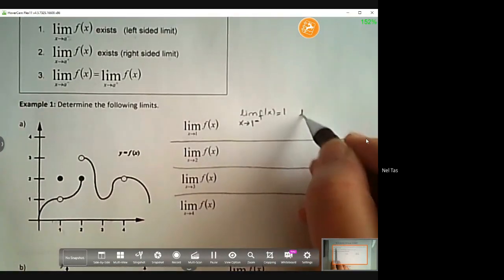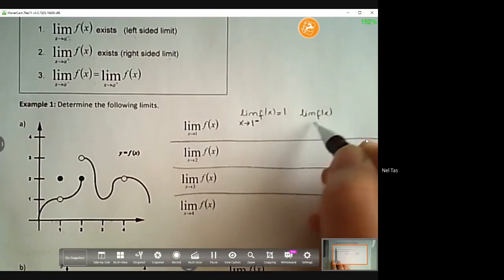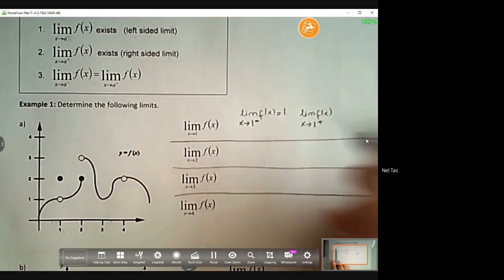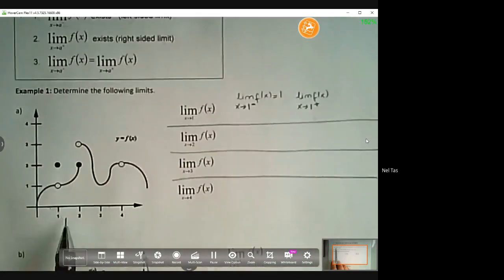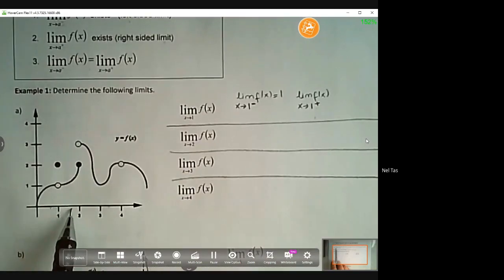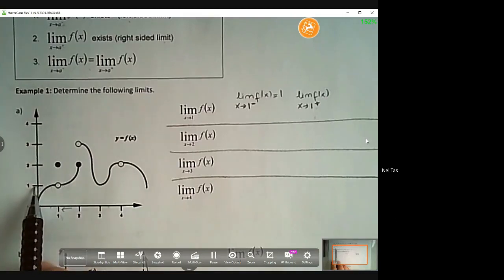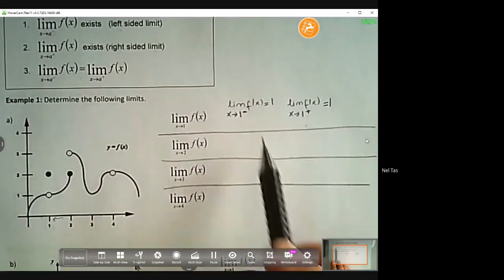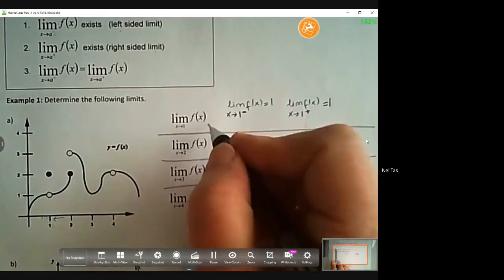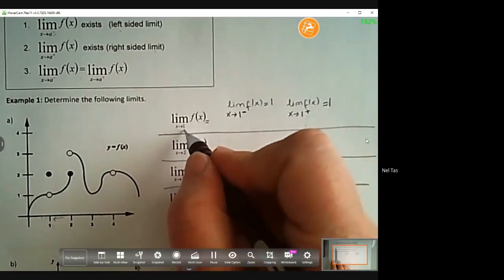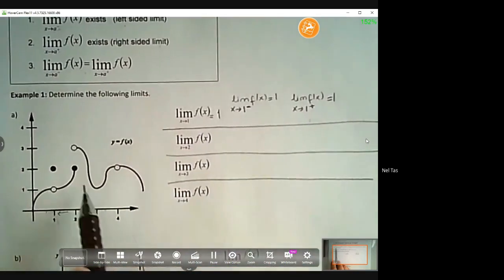Now we check the right side limit. Limit of f of x as x approaches 1 from right. We show it with a little positive sign there. This time we approach from right, okay? So we get closer and closer to 1 from right side. What's happening to the y values? They are getting closer and closer to 1, okay? So left side limit is 1, right side limit is 1. Since they are equal, then we can say that limit of f of x as x approaches 1 is 1. So now pay attention.